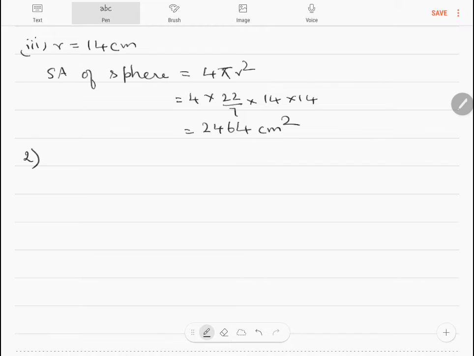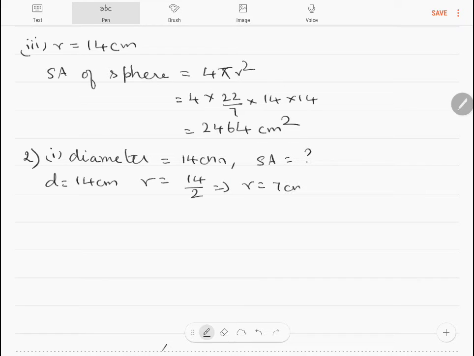Question number 2. Find the surface area of the sphere of diameter. Number 1, diameter is given as 14 centimeter. So when the diameter is 14 centimeters, the radius is diameter by 2, which is equal to 7 centimeters. So surface area formula is 4 pi r square. Substituting the value of r, 7 into 7, which comes to 616 centimeters square.